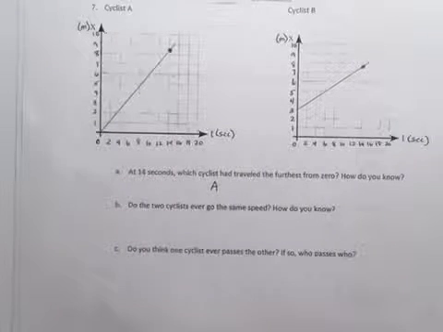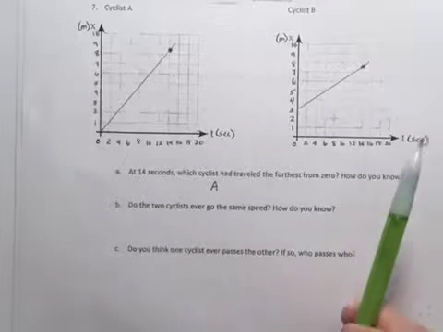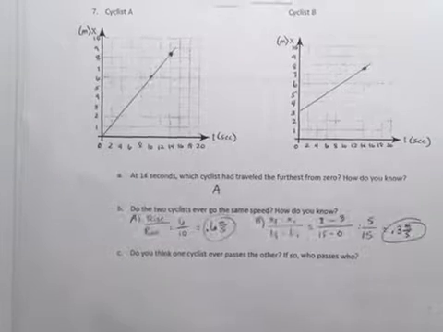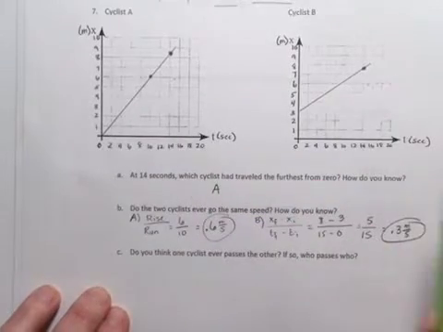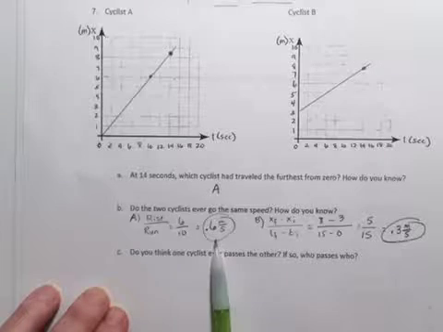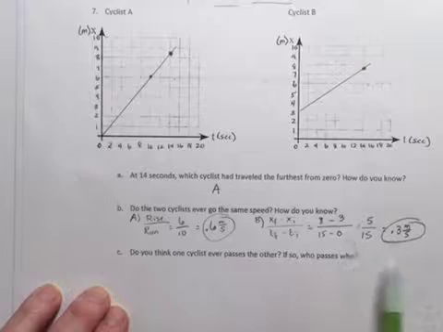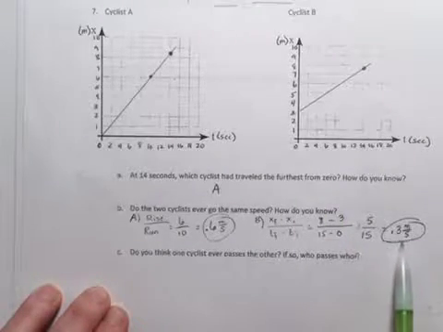And then second question, do the two cyclists ever go the same speed, and how do you know? Well, since this one starts at 0 while this one doesn't, we can't compare the steepness, so we have to actually calculate their speeds, which we can do. In case you couldn't tell by the steepness of the lines, cyclist A is definitely going faster, and I went ahead and calculated the slope to see what his speed actually was using rise over run because it starts at 0, while cyclist B didn't start at 0, so I had to use this equation. And when I calculated it, I came up with 0.3 for them.